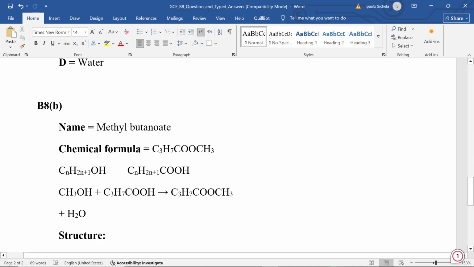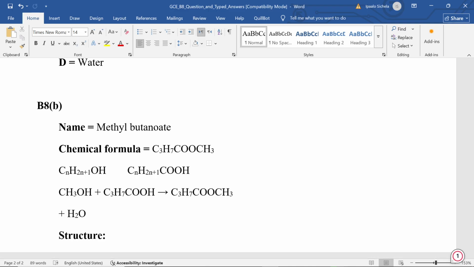So this is the chemical formula of methanol, and this is the chemical formula of butanoic acid. Methanol is reacting with butanoic acid to form an ester and water. Since methanol is an alcohol and butanoic acid is a carboxylic acid, when an alcohol and a carboxylic acid react, what is formed is an ester and water. So how do you write the chemical formula of the ester formed, which is methyl butanoate?